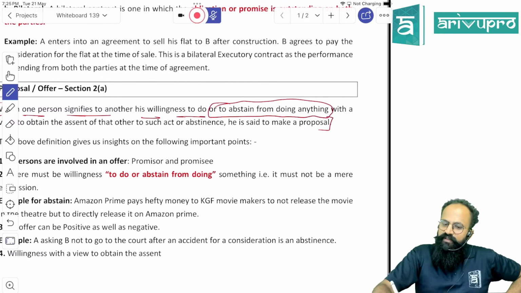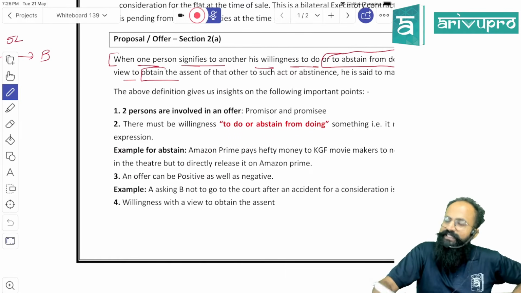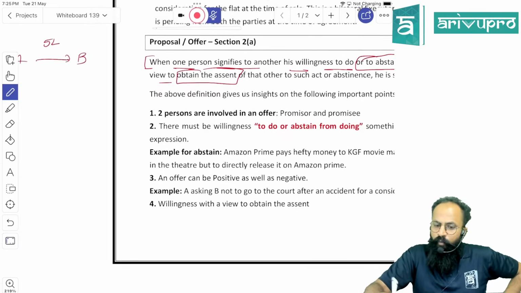We'll come back to that. With a view to obtain assent. Assent means what, people? Consent. Now what did A tell?